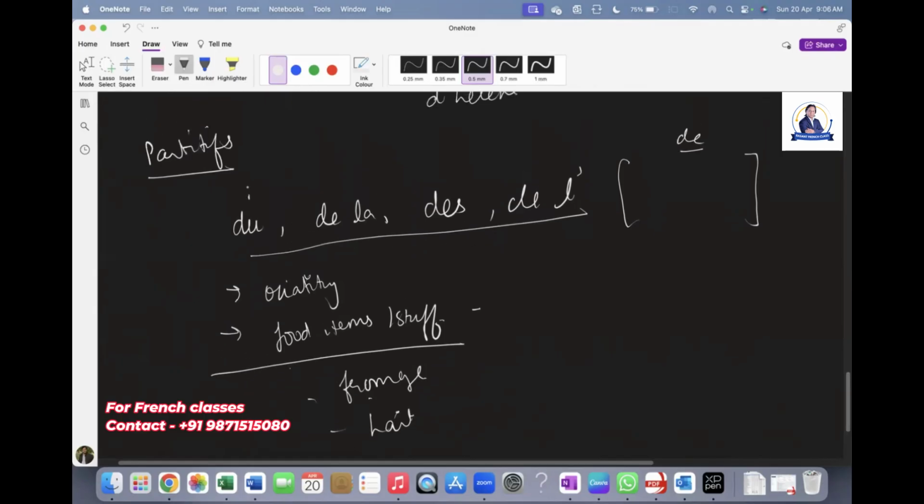Du is used for masculine foodstuff. De la is used for feminine. Des is used for plural, right? And de l' is used for a vowel, and that vowel should be masculine and singular, of course.